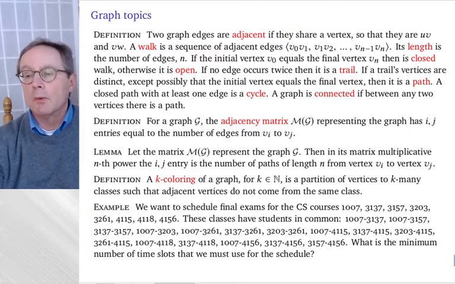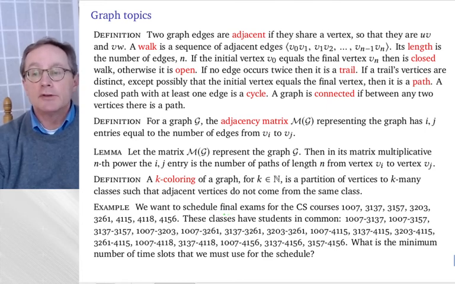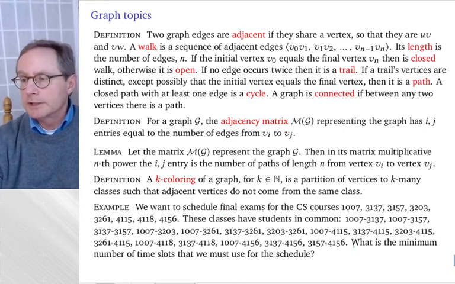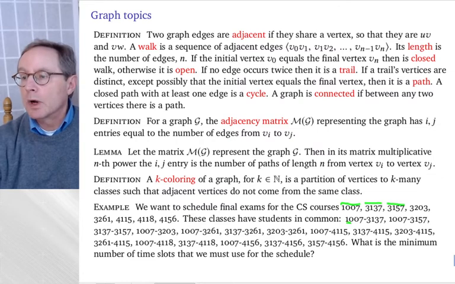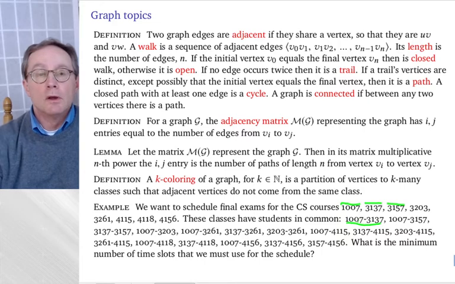And really, I think one example gives an idea of why I want a partition. So suppose we have computer science classes and we want to schedule final exams. Well, of course, you can't schedule final exams for 2 classes at the same time if they share a student. So we have all these classes. Classes have these elaborate names. So, for example, the first class is 1007, the second class is 3137, the third class is 3154, etc. So there are a bunch of CS classes. We see that class 1007 and class 3137 share a student. So they can't be scheduled for the same time.